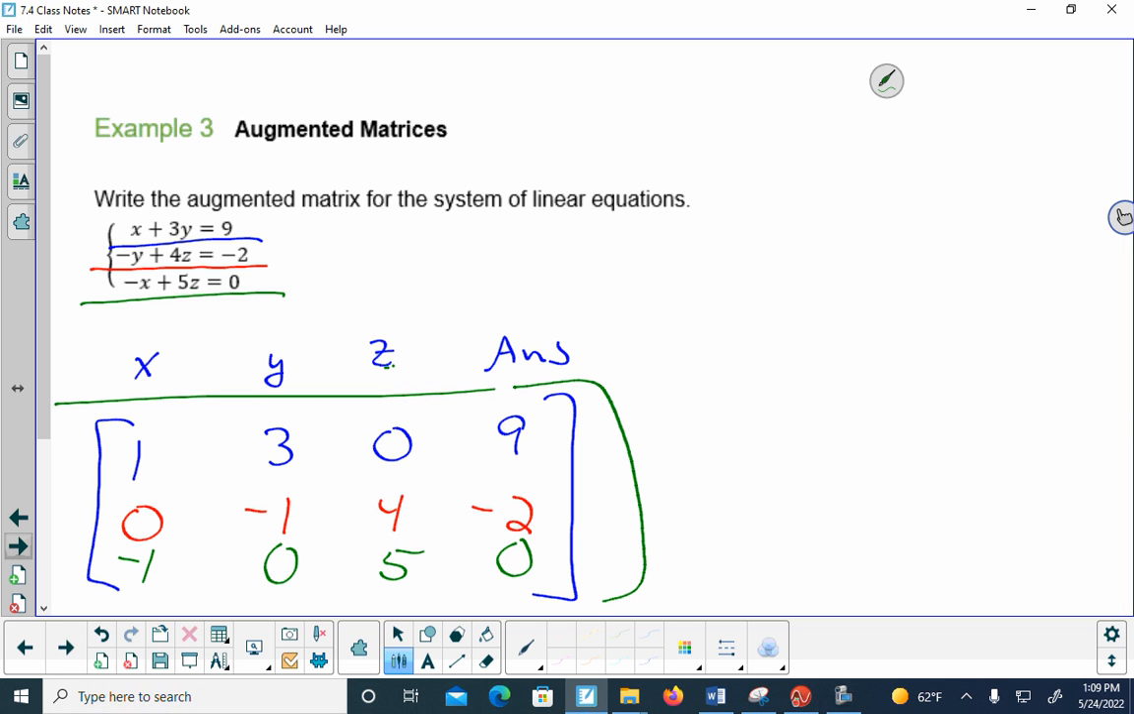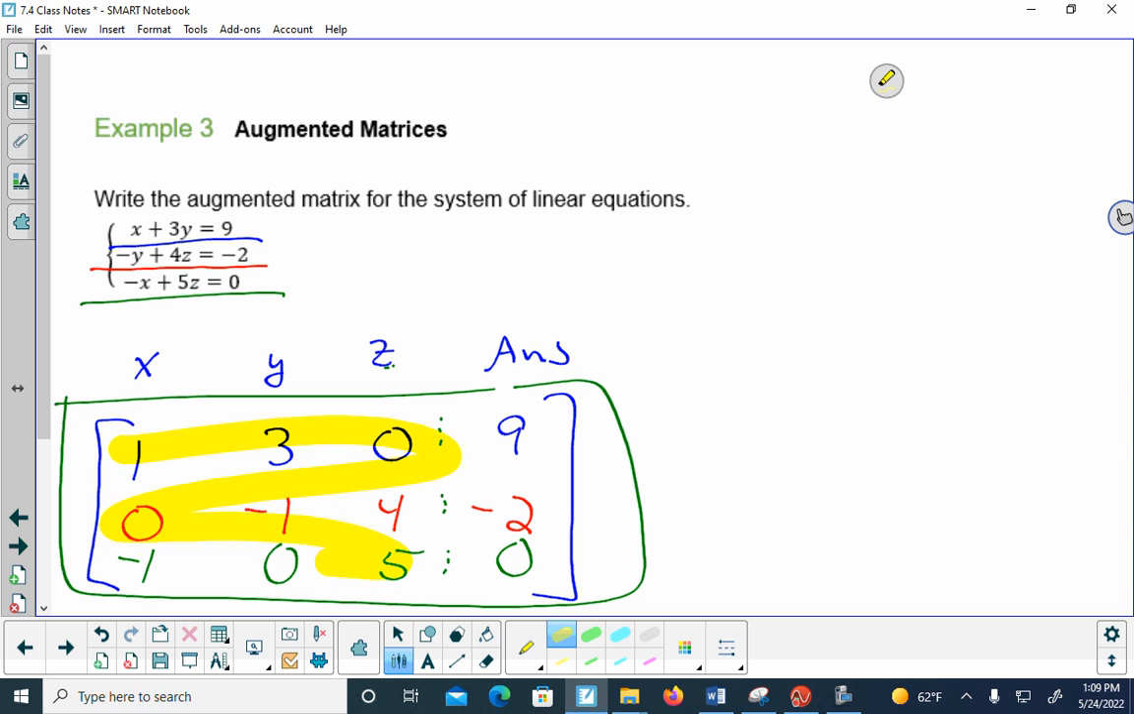So this is my augmented matrix. And to separate my answers from my equations, you usually put some type of symbol in there. I usually put the 3 dots. That separates my coefficient matrix from my answer matrix. So remember, if I ask you for coefficients, these numbers here are my coefficients, and this last column here is my answer. So that's the augmented matrix, and that's all they wanted us to do for number 3, which was to write the linear equations as an augmented matrix.